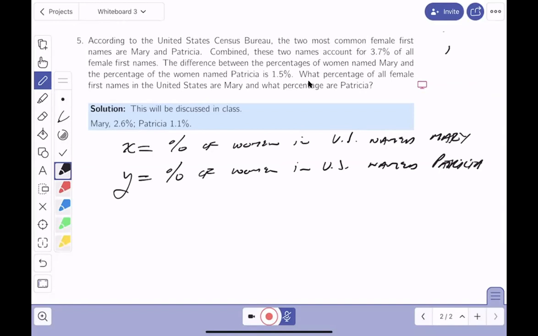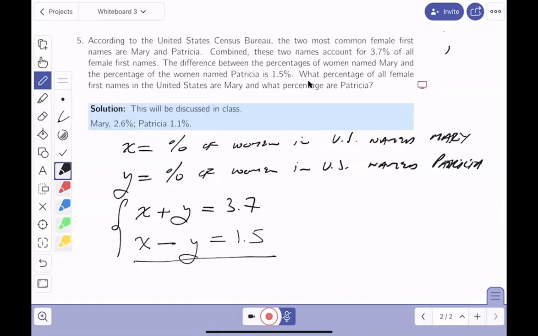All right, let's read it again. It says the two most common female names in the United States are Mary and Patricia. Combined these two names account for 3.7%. Let's write that down. So X plus Y equals 3.7. The difference between the percentage of women named Mary, that's X, right, and Patricia is 1.5.